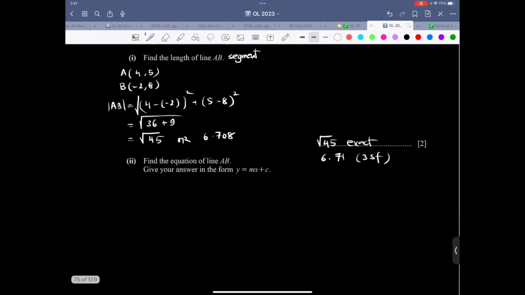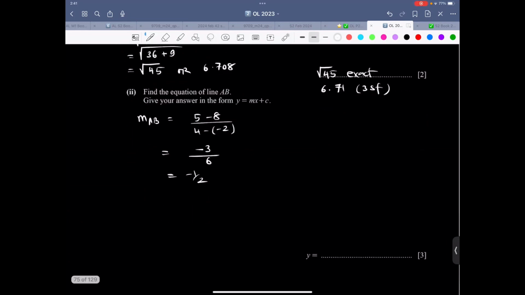Find the equation of line AB, give your answer in this form. So gradient of AB, that is (5 minus 8) over (4 minus -2). Change in y over change in x. 5 minus 8, negative 3. 4 minus -2, 6. That comes out to be negative half. Write this, y equals negative half x plus c.